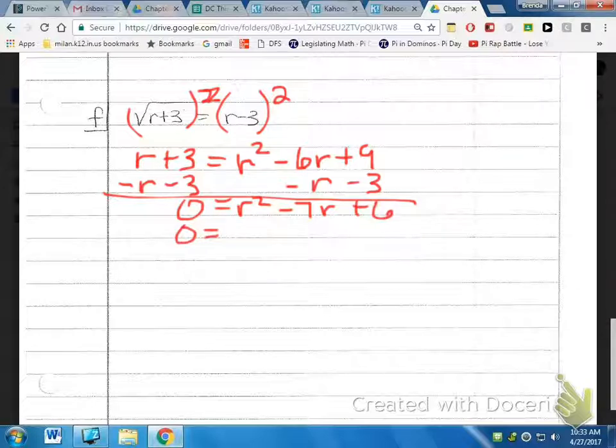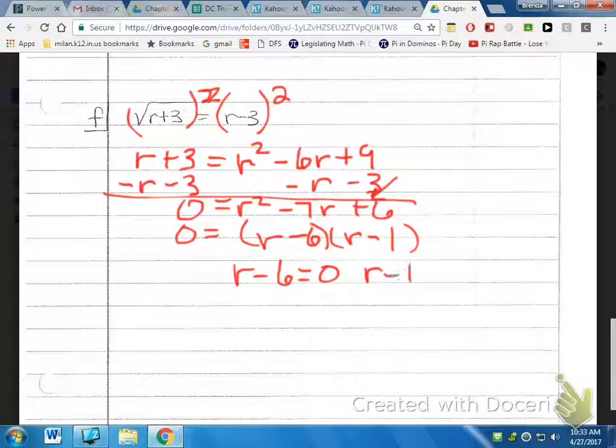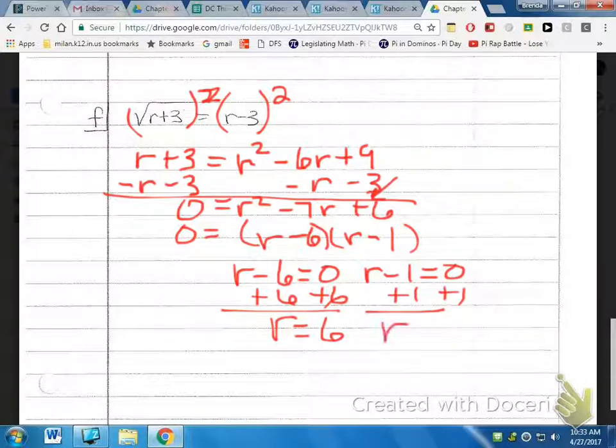You try factoring, r and r. The plus in front of the 6 means the signs are the same. They're both minus. Factor pair of 6 that adds up to 7, so 6 and 1. R minus 6 equals 0, and r minus 1 equals 0. Add 6, so r equals 6. Add 1, r equals 1.